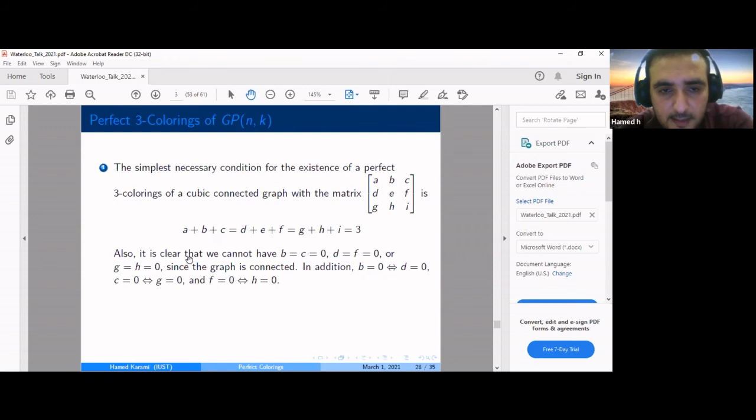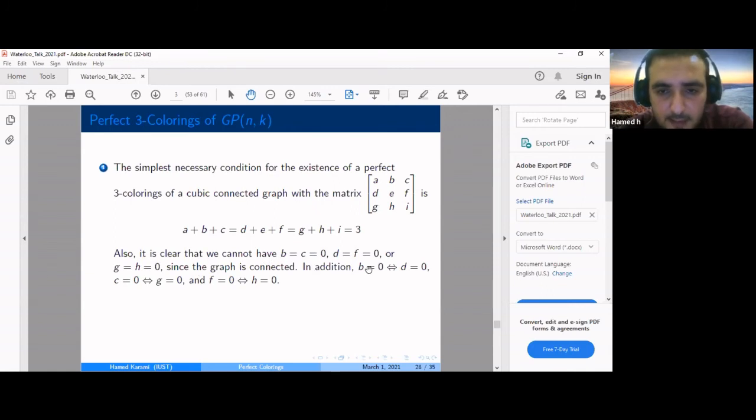Also, it is clear that we cannot have B equal to C equal to 0, or D equal to F equal to 0, or G equal to H equal to 0, because if B and C are equal to 0, then there are no paths between white vertices and black vertices and red vertices. So the graph is disconnected. So we cannot have this condition.